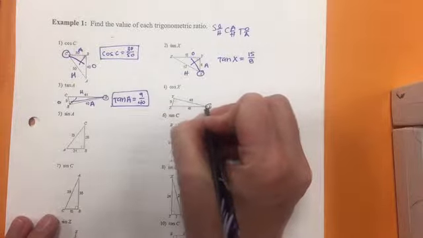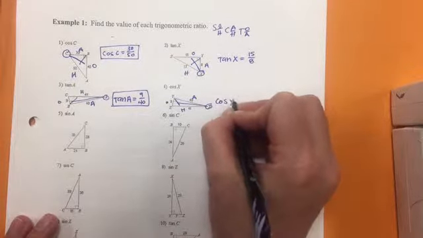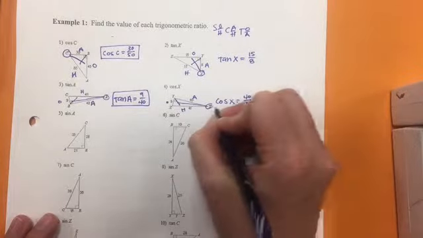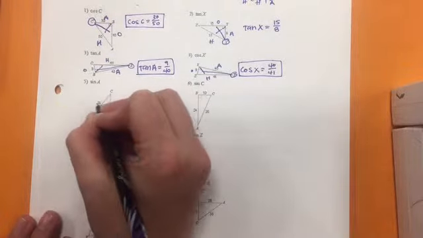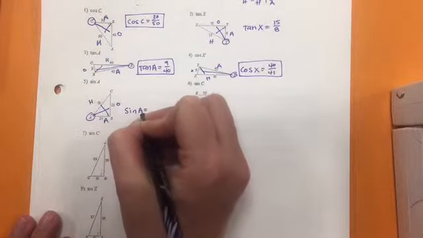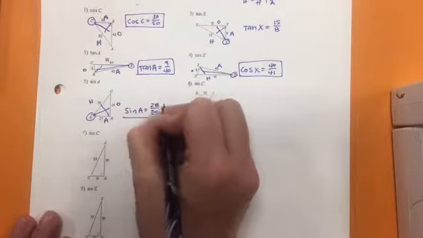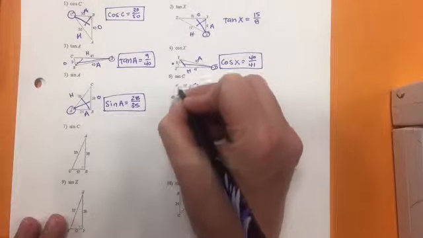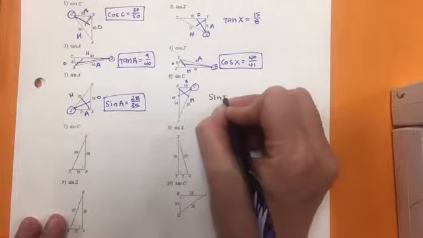Cosine of X, opposite, hypotenuse, adjacent. Cosine of X is equal to A over H. Sine of A, I label opposite, hypotenuse, adjacent. Sine of A is equal to O over H. Sine of C, opposite, hypotenuse, adjacent. Sine is O over H.